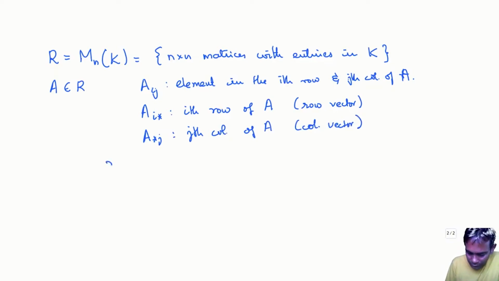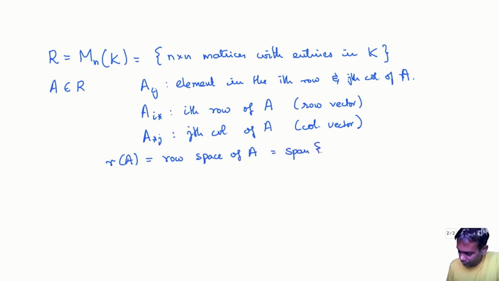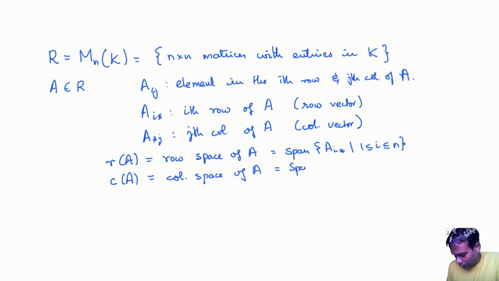And I'll use the notation R(A) to denote the row space of A. So that's the span of A_i*, i between 1 and n. And similarly C(A) will be used to denote the column space of A, that is the span of A_*j, 1 less than or equal to j less than or equal to n. Now we'll try to figure out what the left ideals, the right ideals and the two-sided ideals in R are.